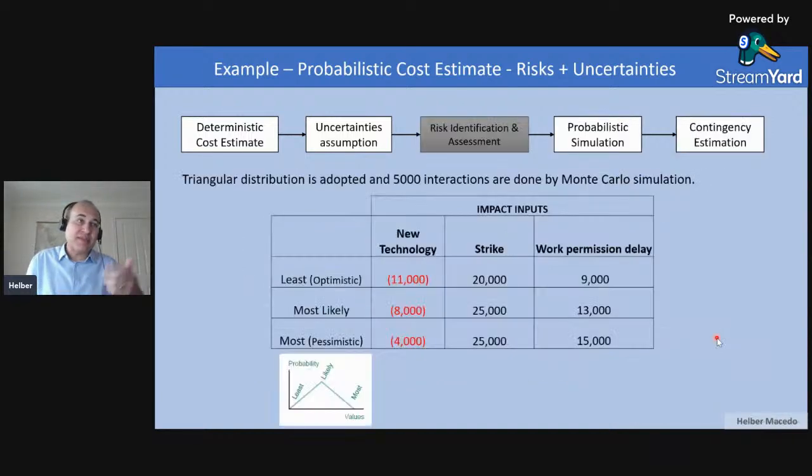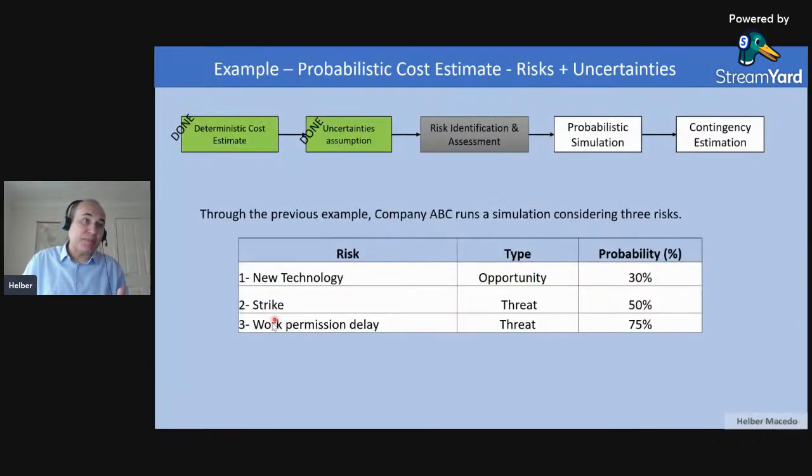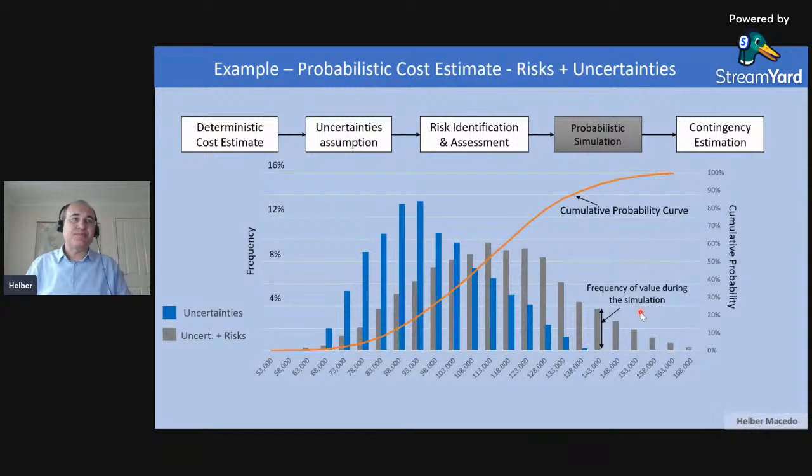For example, I can say that I will talk with my owner about how I can improve the permission here to avoid delays, or I can talk with employees, or with the organization that I need to talk to, to try to avoid a strike, and then mitigate the probability and the impact.